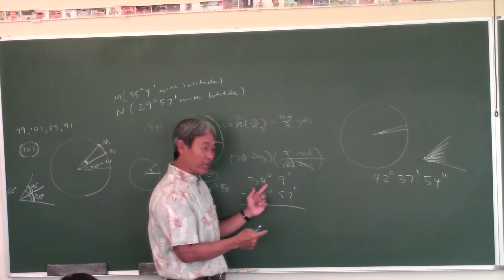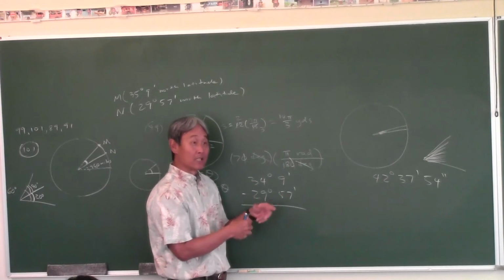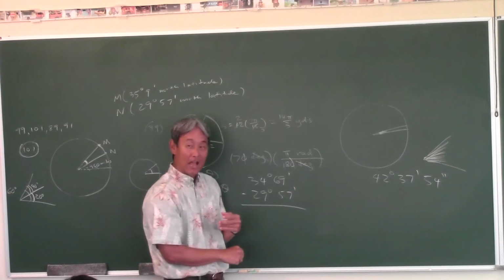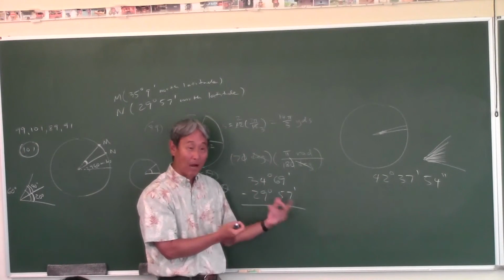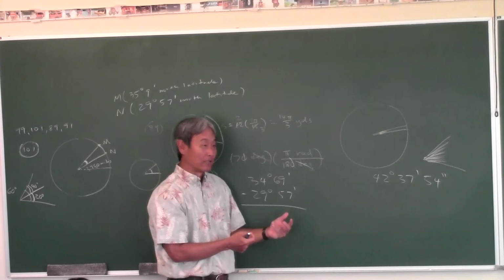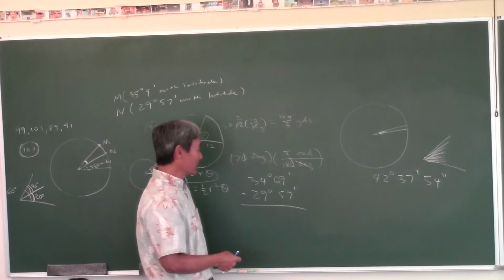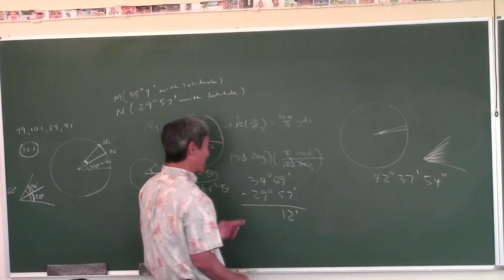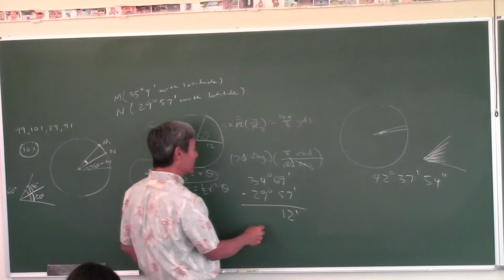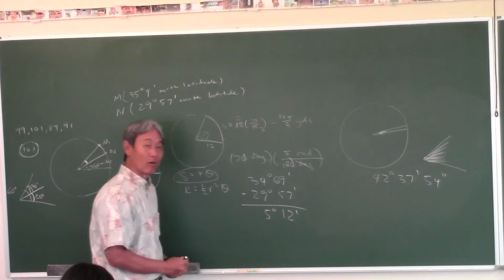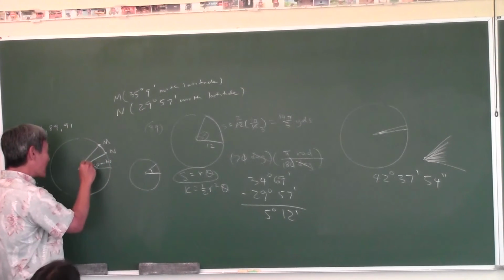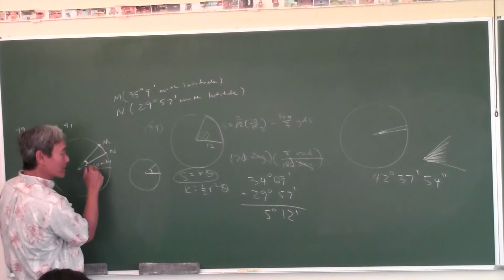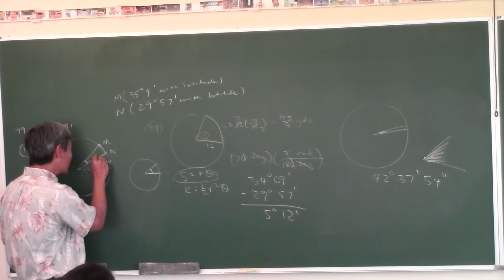But 1 degree is equal to how many minutes? 60. So you gotta add 60 to it. That's borrowing, right? Now can you go 69 minus 57? What is it? 12. And then what's 34 minus 29? 5. So 5 degrees, 12 minutes. So this angle that we want is 5 degrees and 12 minutes.